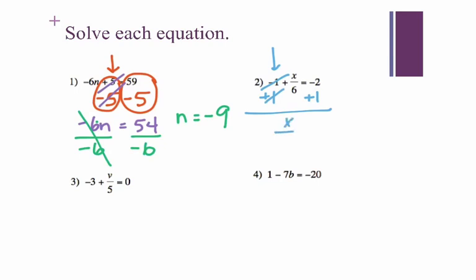So I have x over 6 is equal to negative 2 plus 1 would be negative 1. Now, I'm dividing by 6. What's the inverse of dividing by 6? Multiply by 6. Got to do it to both sides, right? So then that becomes 1, and I have x is equal to negative 1 times 6 is negative 6.